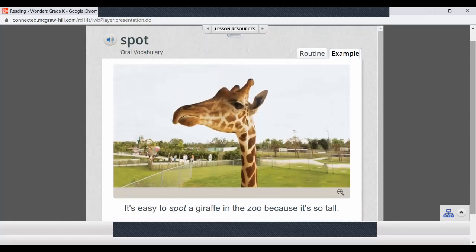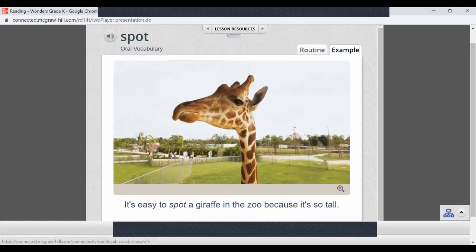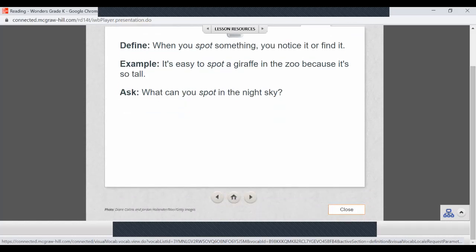Our next word is spot. Can you say spot? It's easy to spot a giraffe in the zoo because it's so tall. When you spot something, you notice it or find it.